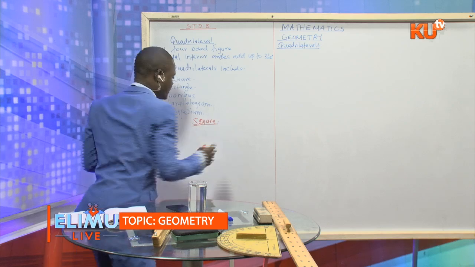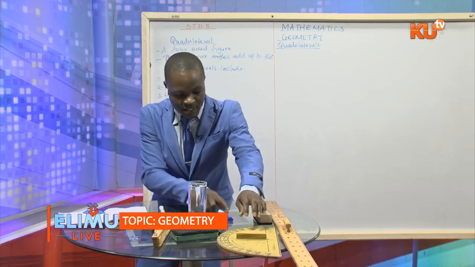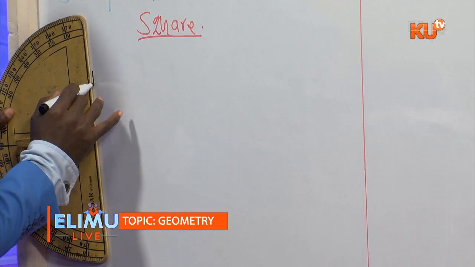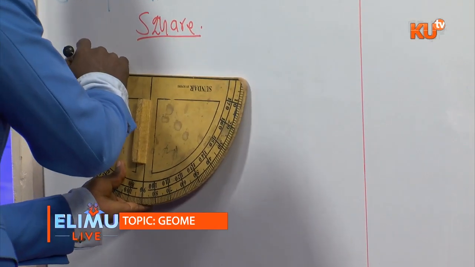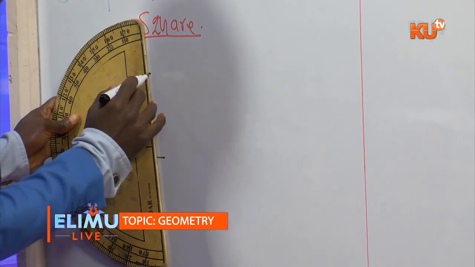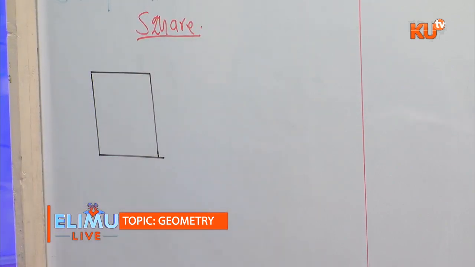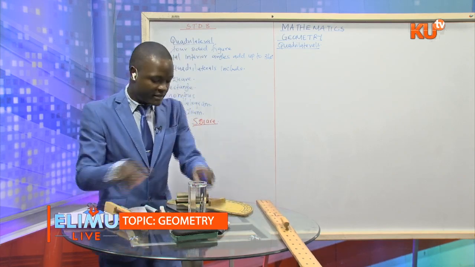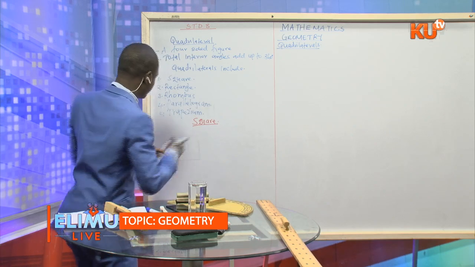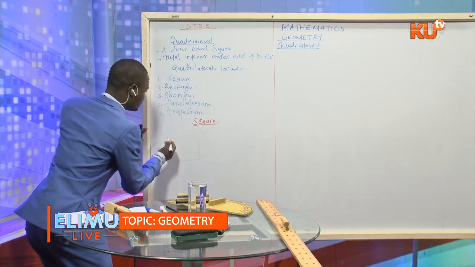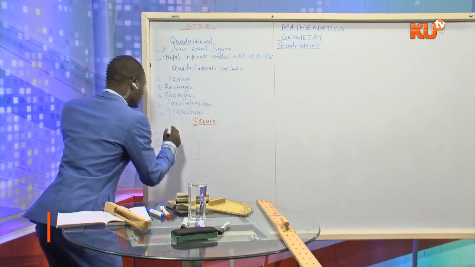A square is a four-sided figure. Let me just draw it here for you so that you can see how it looks. A square is an example of a quadrilateral that has four sides. Let me just give you the properties first, then I'll draw it later using the compass and protractor, so that I can draw a well-drawn diagram.